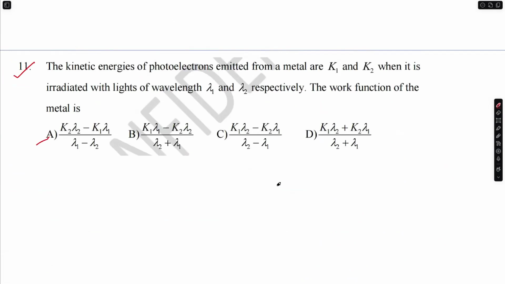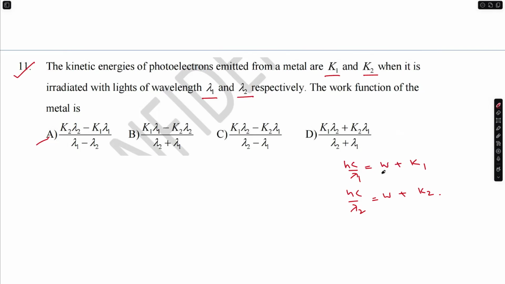Now, the kinetic energies of the photoelectrons emitted from a metal are K1 and K2 when it is irradiated with lambda 1, lambda 2. Now, very simple thing is that hc by lambda 1 is work function plus K1, and hc by lambda 2 is equal to work function plus K2. So what you want in this case is the work function. By the way, how will you get the work function here?